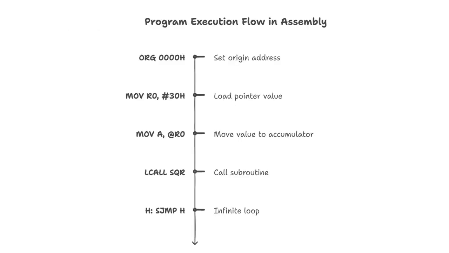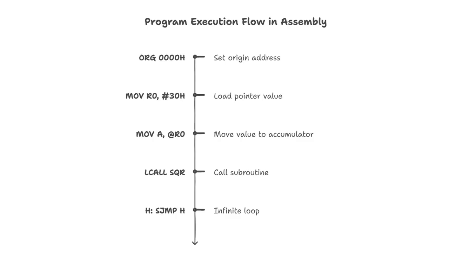So here this is the flow of the execution. Now here, this is the main loop. ORG 0000H sets the origin address. Then MOV R0, #30H loads the pointer value, and MOV A, @R0 moves the value to the accumulator. LCALL SQR will call the subroutine. Then it will enter an infinite loop.